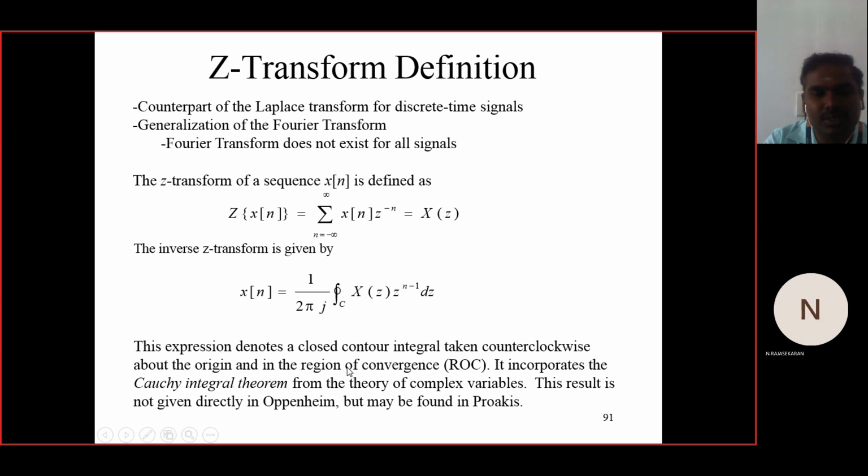the region of convergence. So here we are going to discuss the region of convergence, whether your system is converged or not for the particular region. It incorporates the Cauchy integral theorem from the theory of complex variables. So this result is not given directly in Oppenheim, but may be found in Proakis.